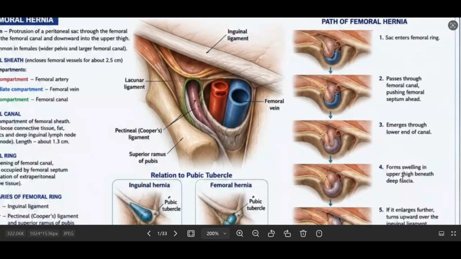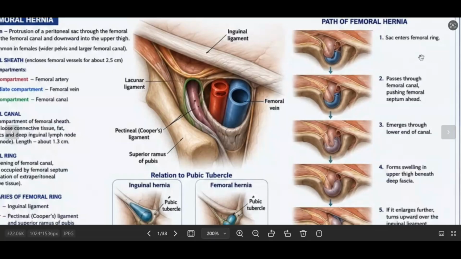Now, there is also a question that arises, and that is commonly asked during the viva. What is that? Why is the femoral hernia more common in females? According to our book, it is possibly because females have a wider pelvis. These are the possibilities, that females may have a wider pelvis and a larger femoral canal. So this creates more room for the abdominal contents to protrude. Okay, so that's the reason the femoral hernia is more common in females.